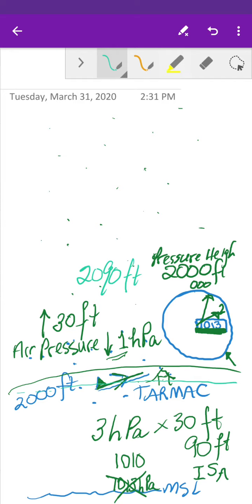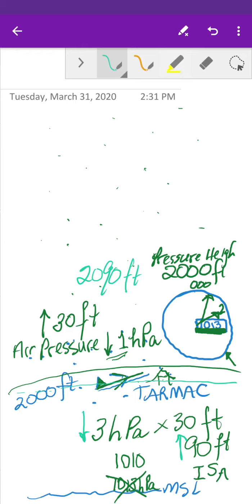If you're flying along at 2000 and the air pressure suddenly drops by 3 hectopascals, then the altimeter is going to increase by 90 feet, and it's going to make you think that you're actually getting higher and higher altitude when you're not. You're flying into a low pressure zone. You're still only 2,000 feet above the ground.